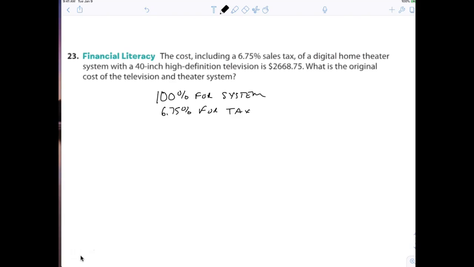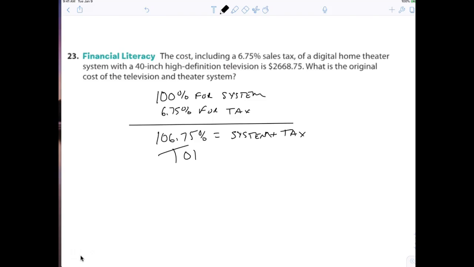So what that means is you have to pay what percent altogether? You have to pay 106.75%, and that's going to be for the system and the tax. That's what I need you to understand. 106.75% represents the total bill. I want you to write that down. I need you to pay attention and understand that. That's on a lot of standardized tests.